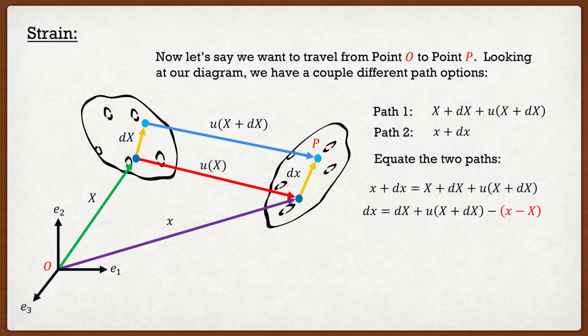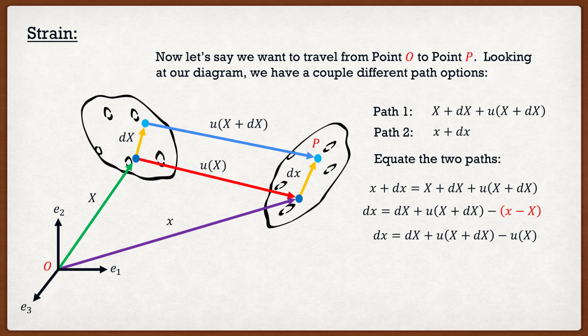Now, I arranged it in a particular way because remember that if we have small x minus big X, that's actually just equal to our displacement function, u of x. So right now we have d small x is equal to d big X, or d of x, plus u of x plus dx minus u of x.